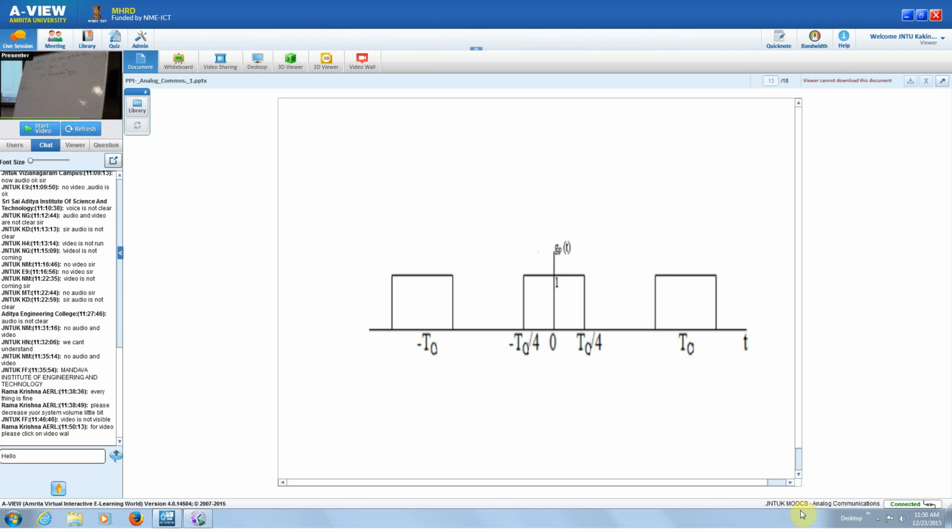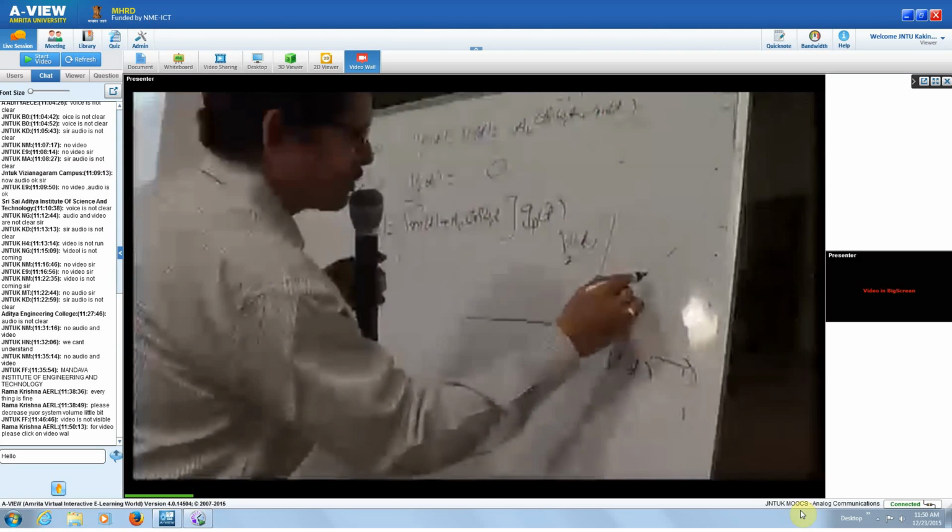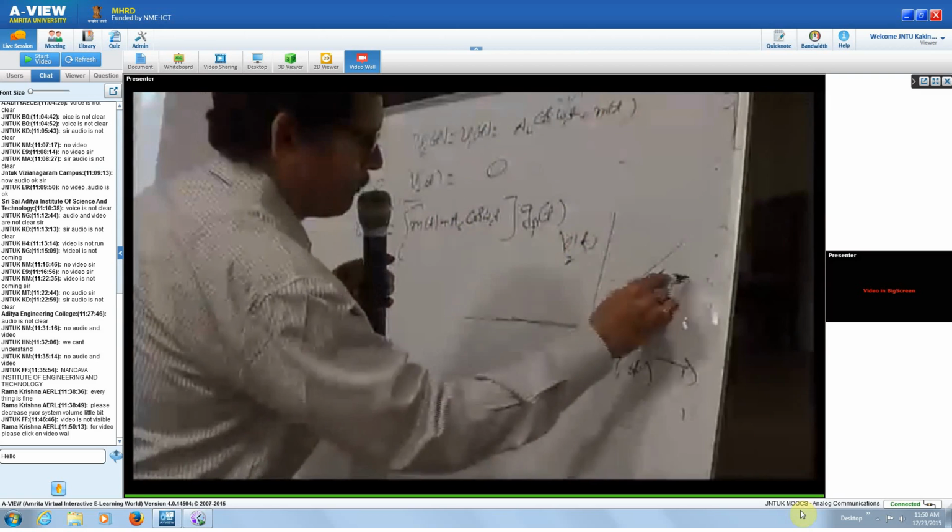And the relation between this V1(t) and V2(t) is given like this, a linear diode characteristic. If you write a piecewise linear combination, V1(t) varies, V2(t) also varies with a slope of 1.